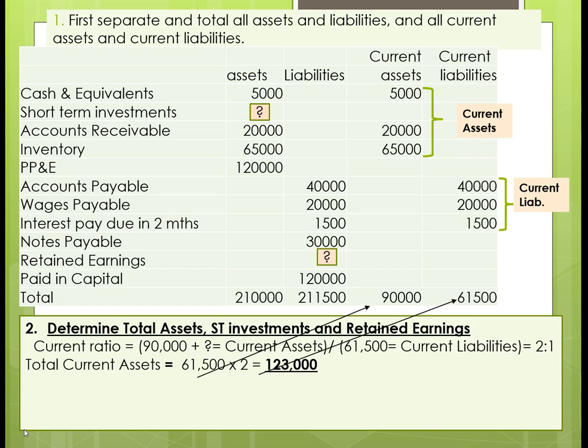So we're going to solve for it, and what we're going to do is take the 2 and multiply it times the 61.5, because we moved the 61.5 to the other side. Since we divided on one side of the formula, we have to multiply on the other. And we get 123 as our total current assets.